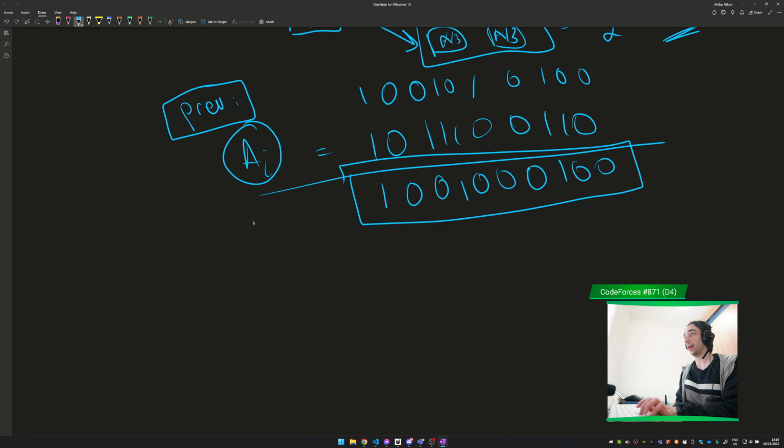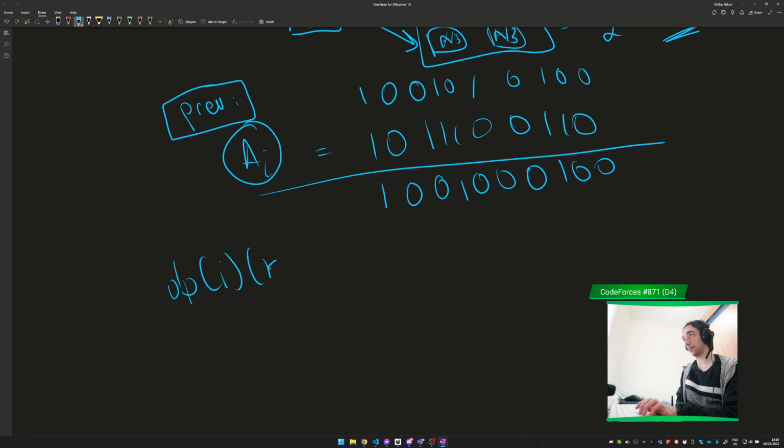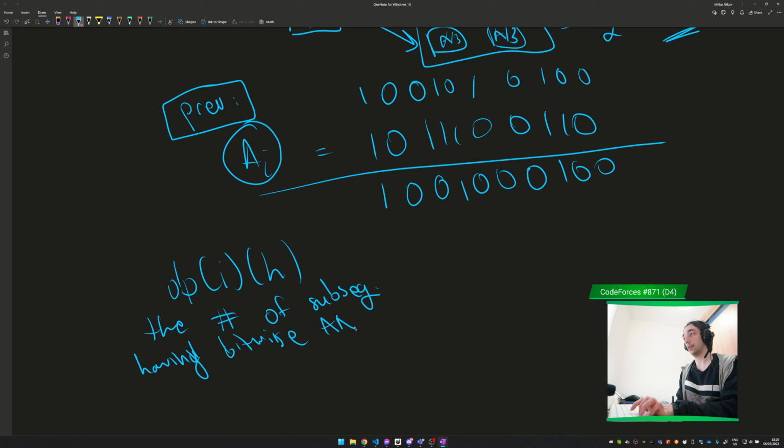So the dp of i, h, or whatever, is the number of subsequences having bitwise AND equal to h till the index i in the array. This is our DP. It's pretty straightforward, I would say.